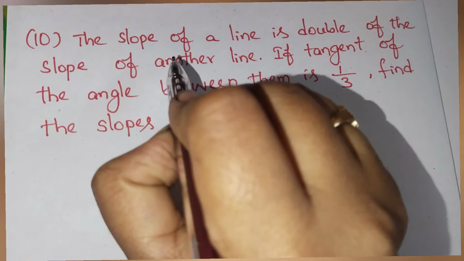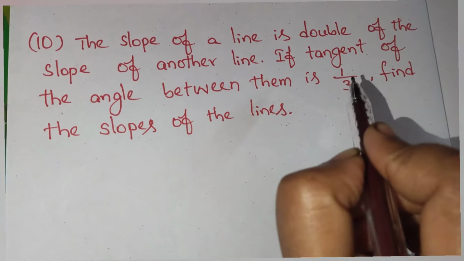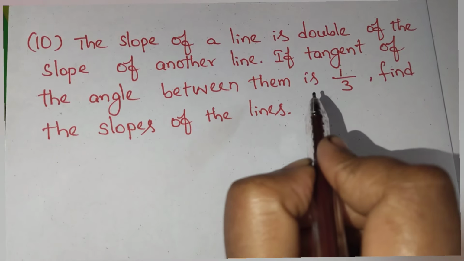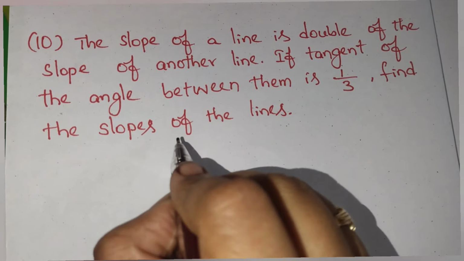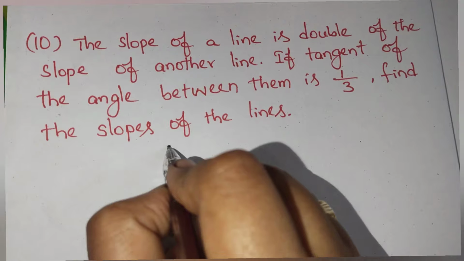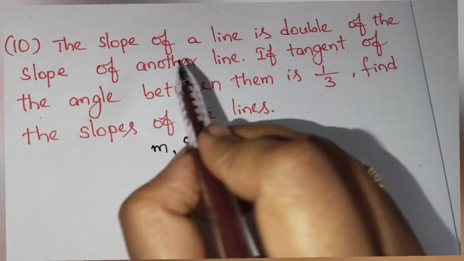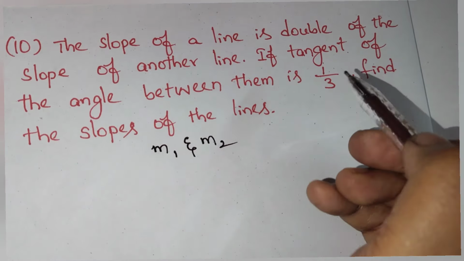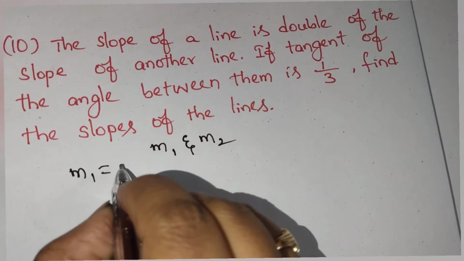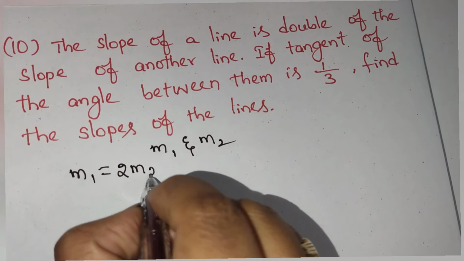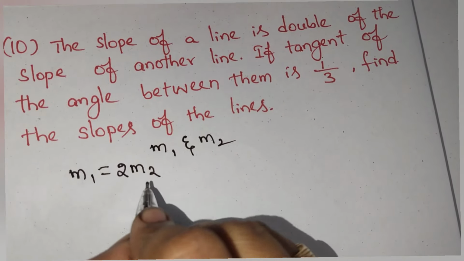The next important question is: the slope of a line is double the slope of another line, if the tangent of the angle between them is 1 by 3. Find the slopes of the lines. So we need to find the slopes of the lines m1 and m2. The condition is that the slope of one line is double the slope of another line, that is m1 is equal to 2 times the other. So we will take this one.